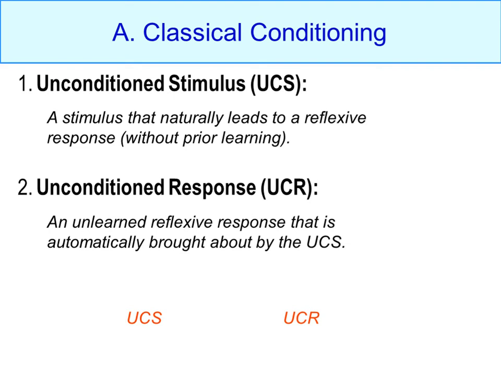Okay, so now you're going to start a diagram. UCS, then the one-sided arrow means brings about. Your book uses the term elicits, which just means brings about. UCS brings about a UCR. In the real world, no learning necessary, because it's unconditioned.